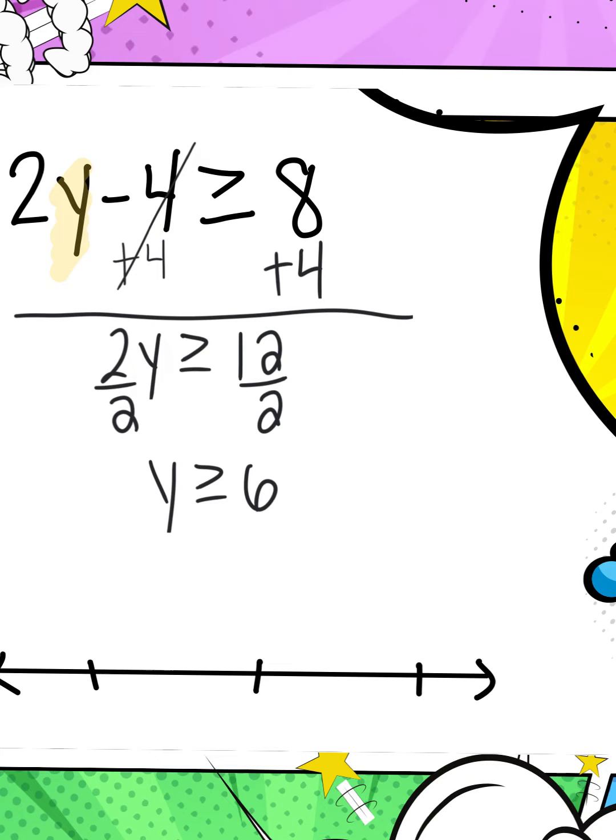The only difference is now I'm going to graph this on a number line. So y is greater than or equal to 6. I put 0 in the middle, positive 6 on the right, negative 6 on the left. I go to positive 6, I put a closed circle because it says or equal to, and greater than is going to mean that I shade in this direction.